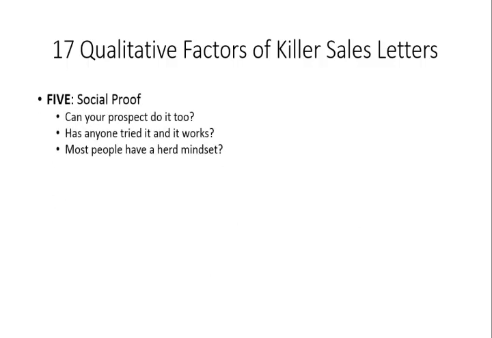Principle number five, social proof. In other words, you want your prospect to feel like they can do it too. And so you want to give them testimonials. You want to give them the opportunity to see people who have benefited from what it is that you're offering. In other words, a prospect is asking, has anybody else tried this? Most people do have a herd mindset, so they like to see that other people have tried something before they move ahead.